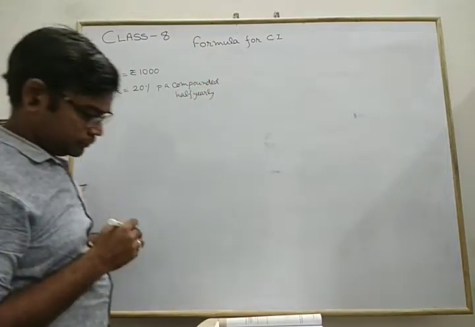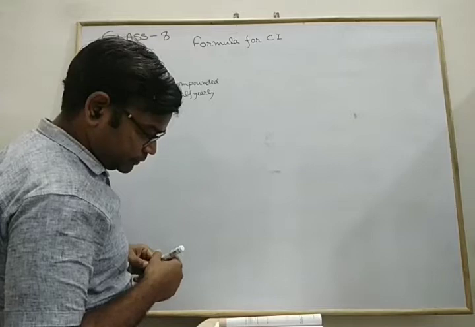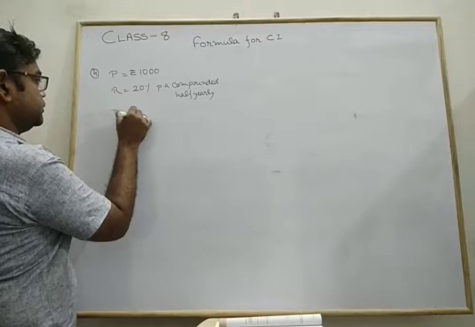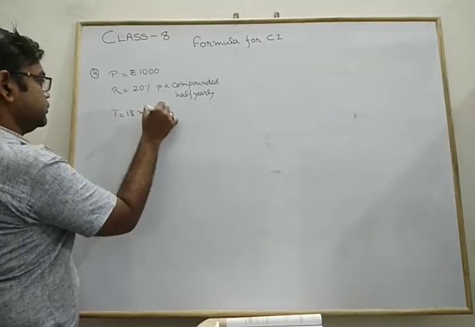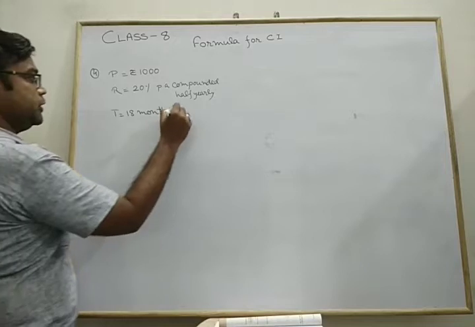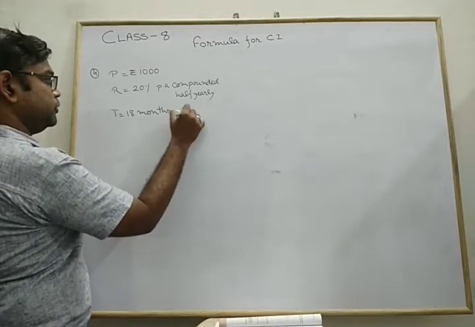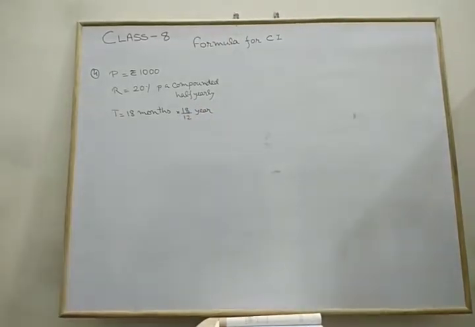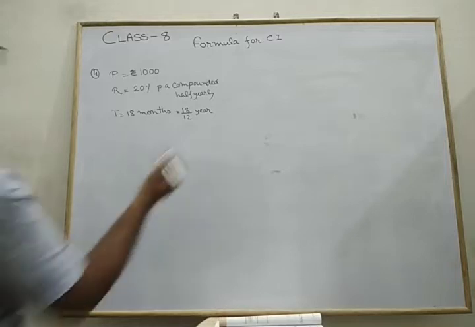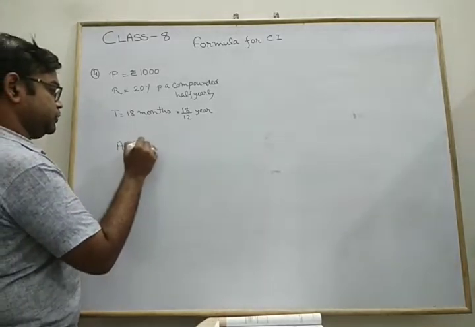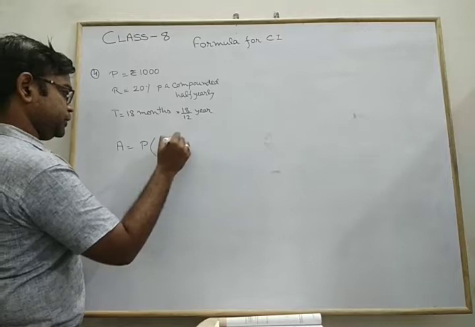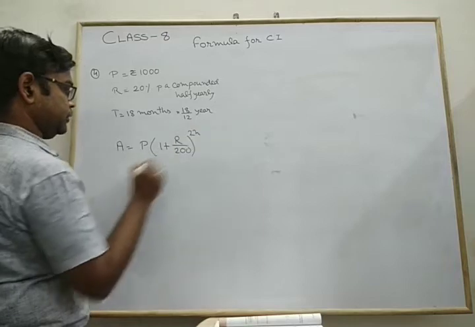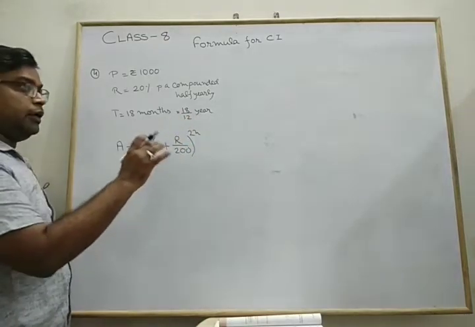Twice in a year means compounded half yearly, and the time is 18 months. You can change this time into years: 18 upon 12 years is your time. As you know, we apply the formula A equals P into (1 plus R upon 200) whole to the power 2n.